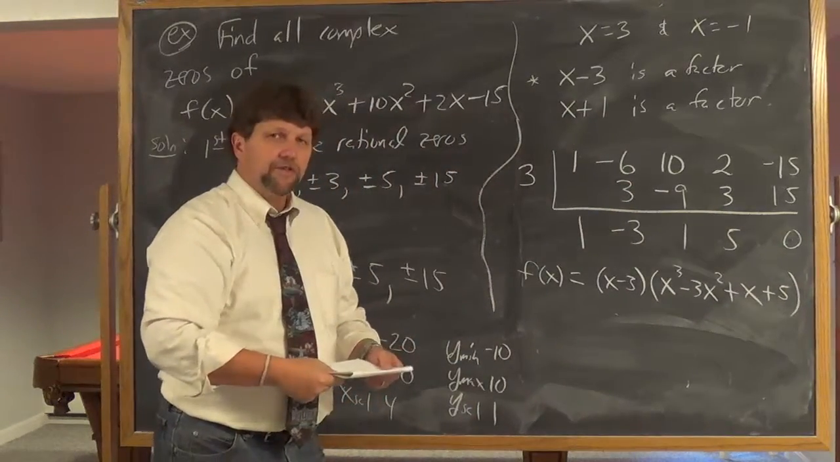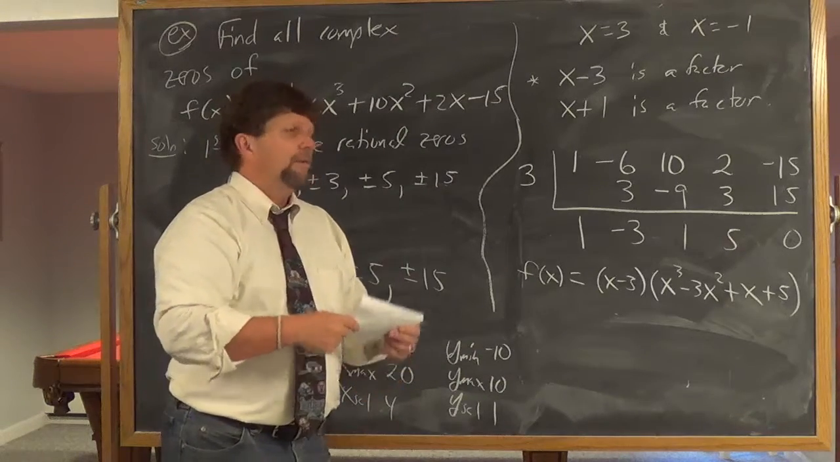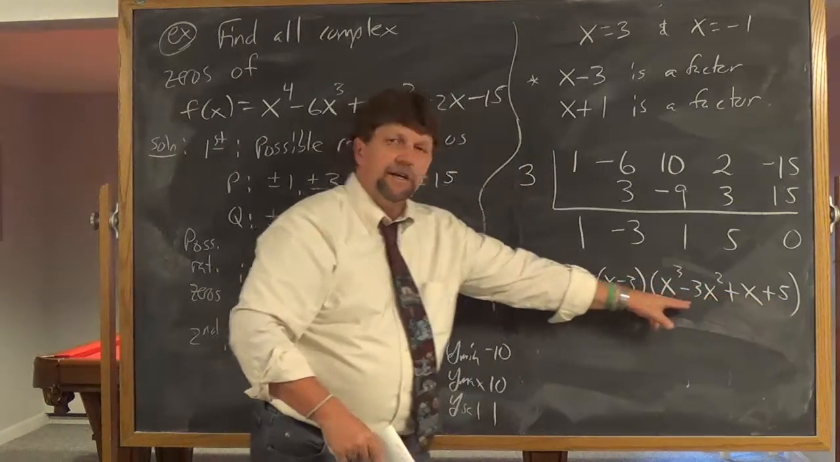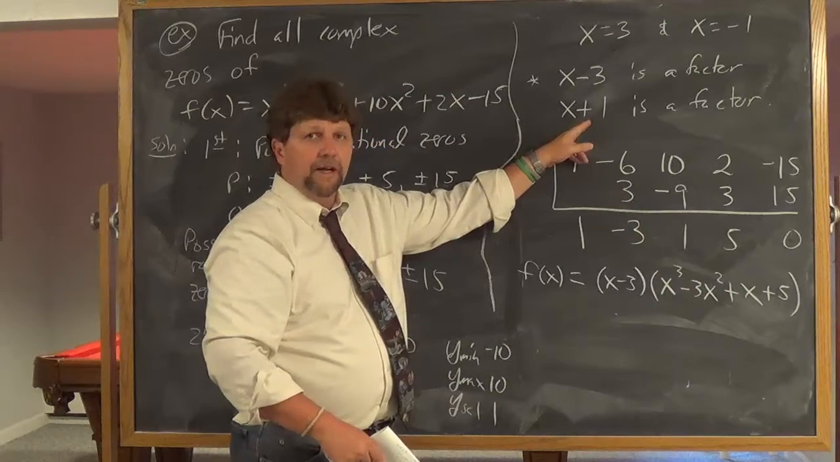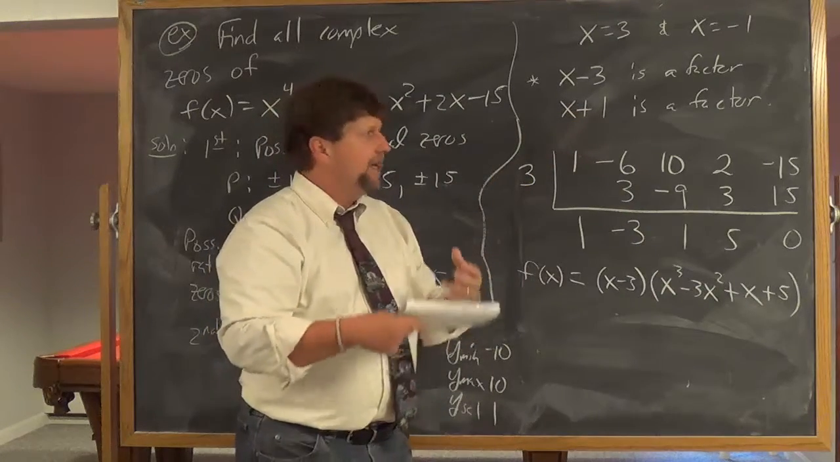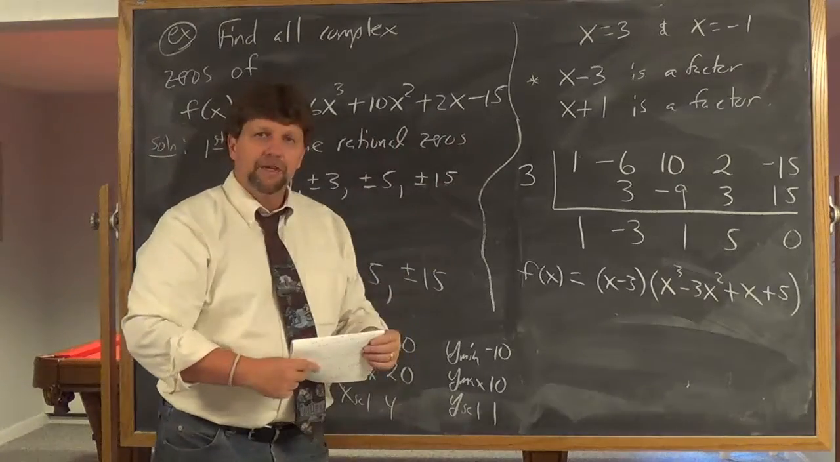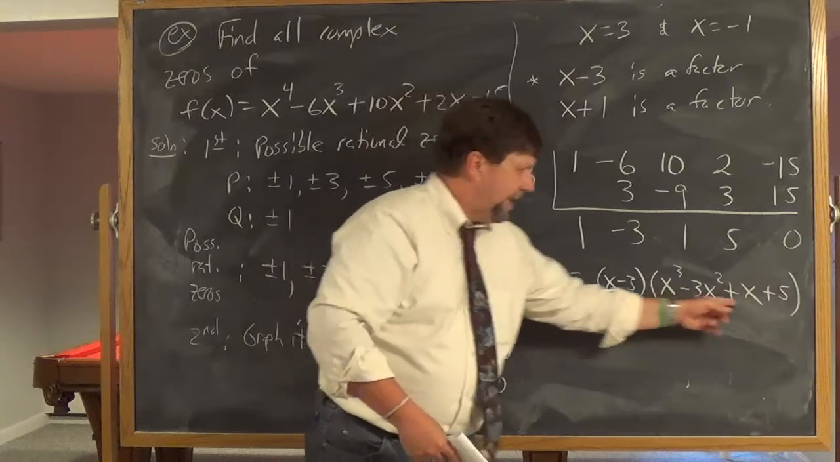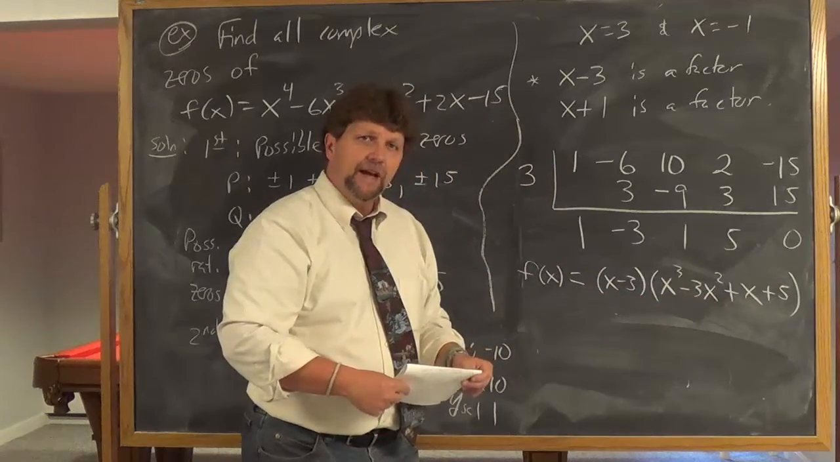So that's like a progress check. What do I do next? What I'm going to do next is take this beastie here and do synthetic division with x plus 1, because I know x plus 1 is a factor of the original polynomial. It has to appear in here as a factor. So it's a factor of this x cubed minus 3x squared plus x plus 5.